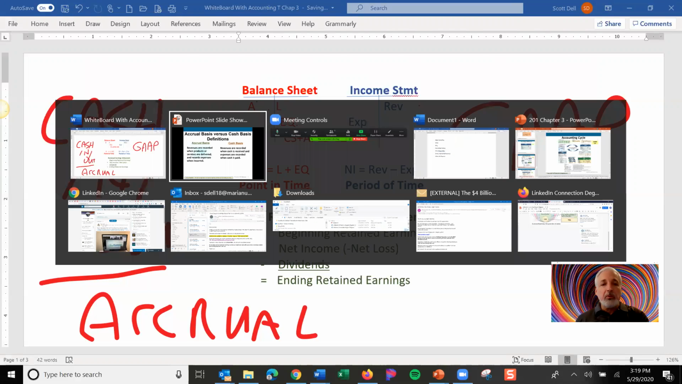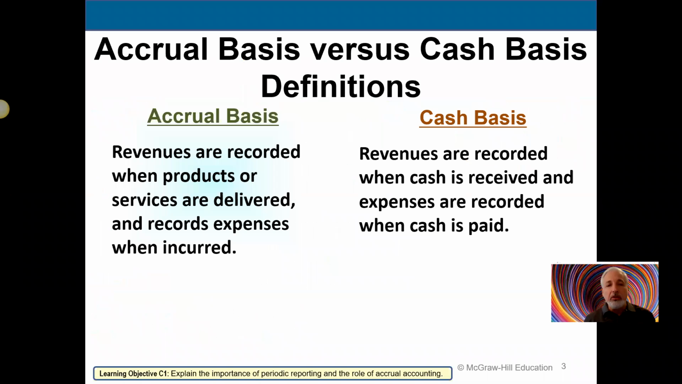So when we look at that, we're going to differentiate between the accrual basis, where revenues are recorded when products or services are delivered, and expenses when incurred. Notice there's nothing about the cash received or the cash dispersed in that definition. It has nothing to do with the cash. But the cash basis is quite the opposite. Revenues are recorded when cash is received, and expenses are recorded when cash is paid.